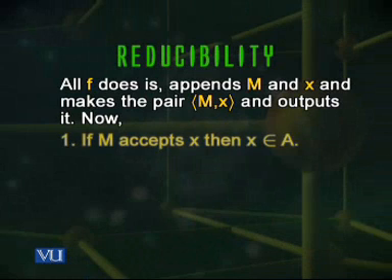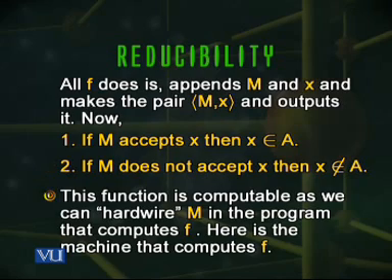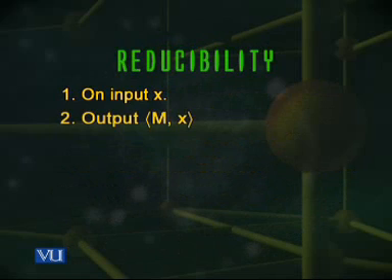pair M comma x. Now, if M accepts x, then x is in A, and if M does not accept x, then x is not in A. So what we have here is a mapping reducibility from A to ATM. This function is computable because we can hardwire M into the program that computes f. Here's a machine F that computes this function. On input x, it outputs the pair M comma x. Now, x is in A if and only if M comma x is in ATM. Therefore, this function is a reduction, and we have shown that A is mapping reducible to ATM.